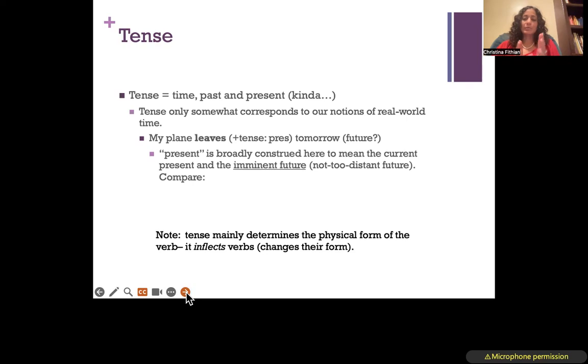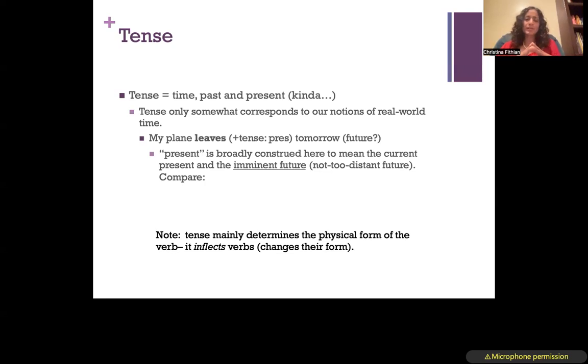So let's take this example. My plane leaves tomorrow. Well, okay, leaves is present tense, but tomorrow seems like the future. Now, remember, I said we don't have a future tense, okay? Nevertheless, we can talk about future events. And so this is something that's often baffling to students who are learning English as a second language. They'll ask me questions like this. Well, I have this sentence, it says, my plane leaves, present tense, tomorrow, future. Those two things don't seem to match.